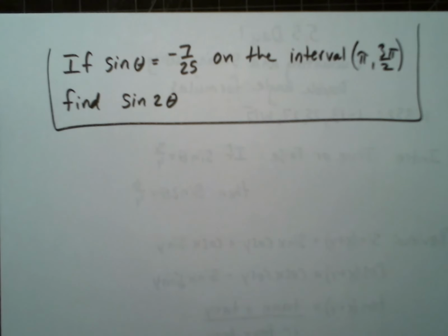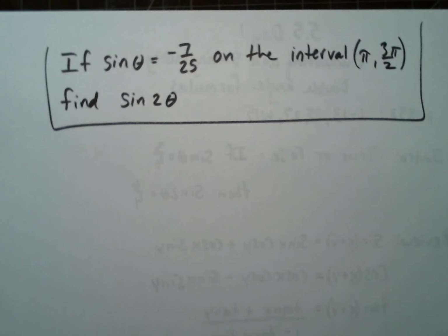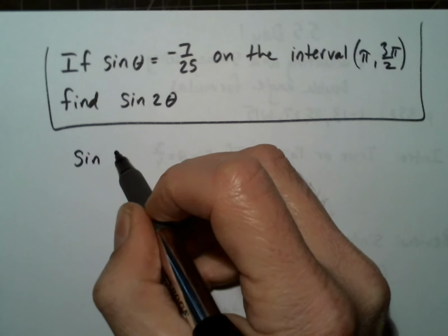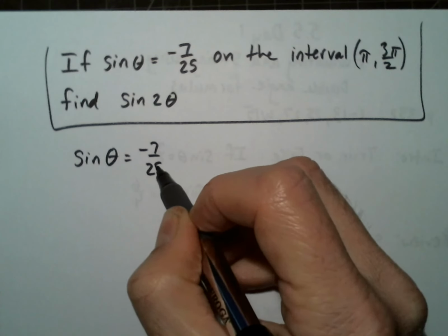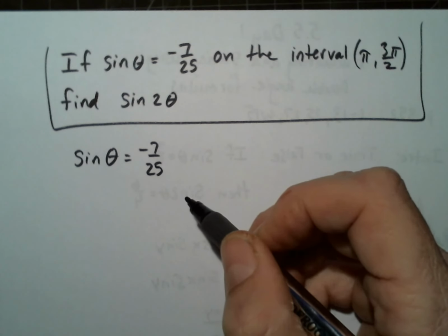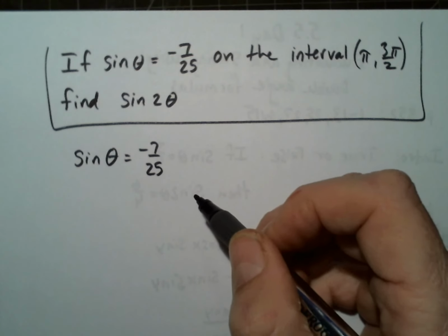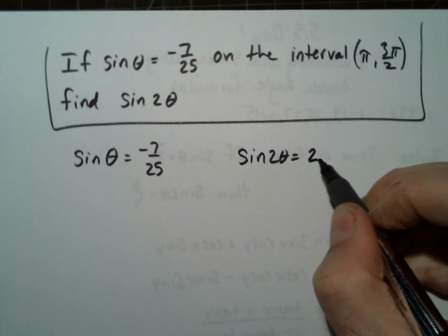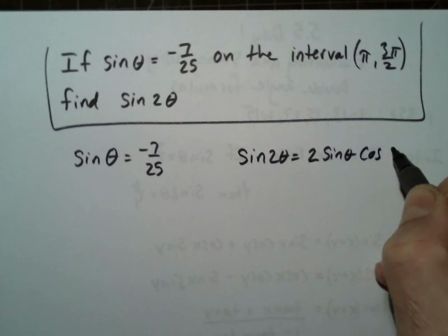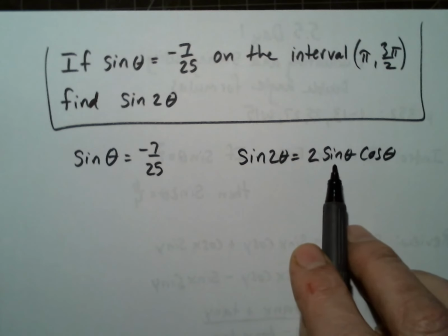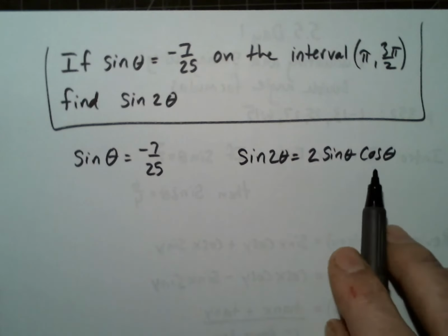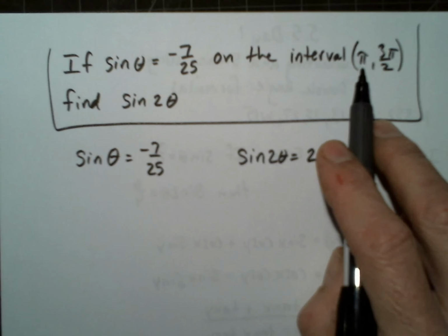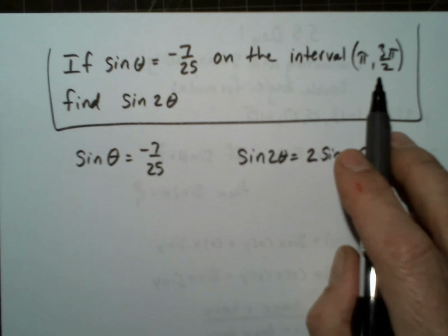So now we have sine theta is negative 7 over 25, and we need to find sine of 2 theta. We know that is 2 sine cosine. Well, we know sine is negative 7 over 25, but what's cosine going to be? And we have choices for that. It says that theta is between pi and 3 pi over 2.